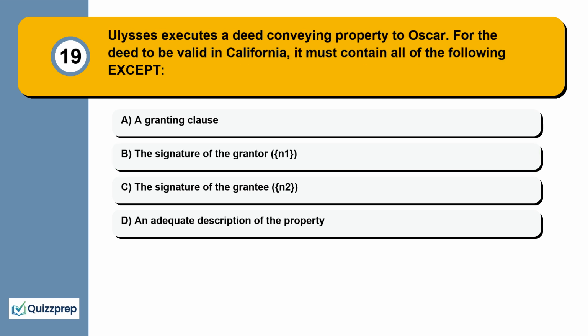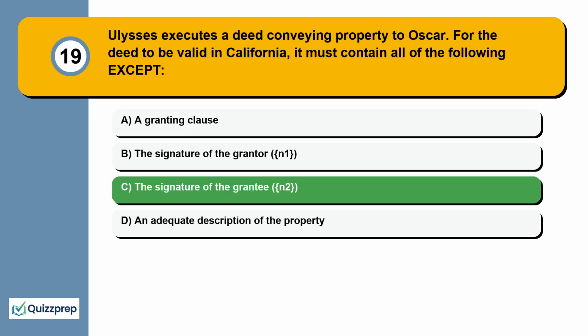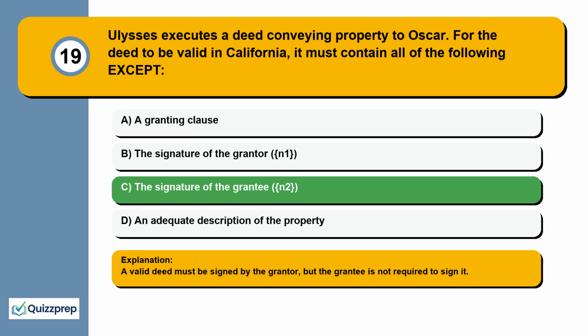Question 19. Ulysses executes a deed conveying property to Oscar. For the deed to be valid in California, it must contain all of the following except a granting clause, the signature of the grantor, the signature of the grantee, an adequate description of the property. A valid deed must be signed by the grantor, but the grantee is not required to sign it.